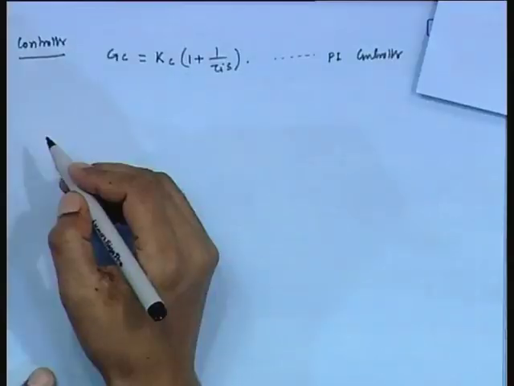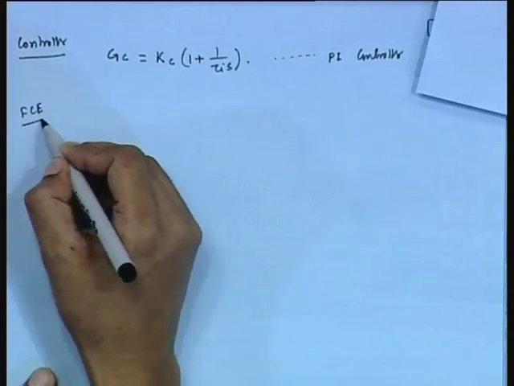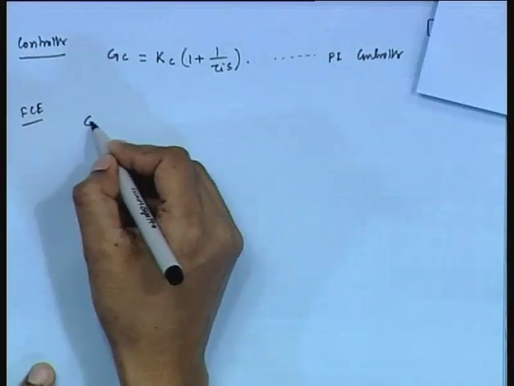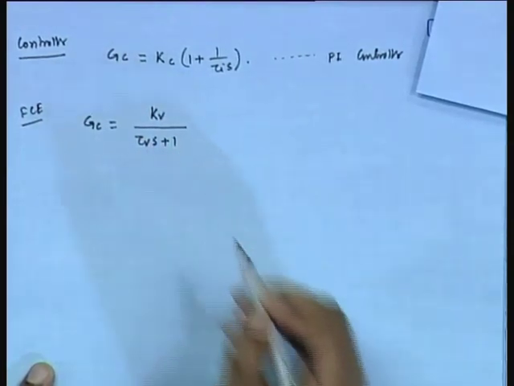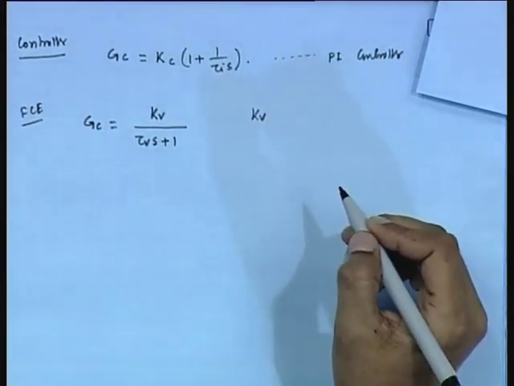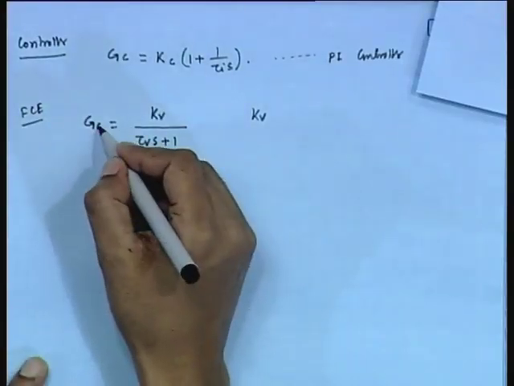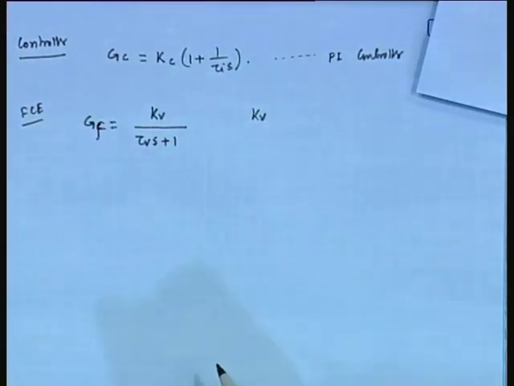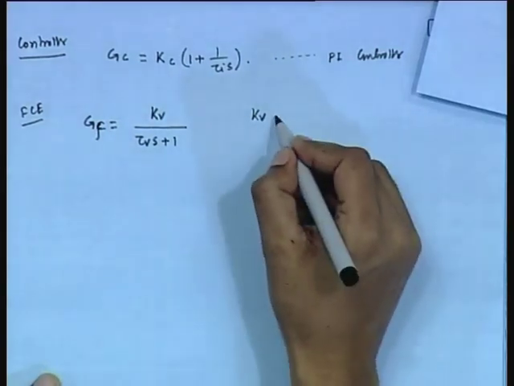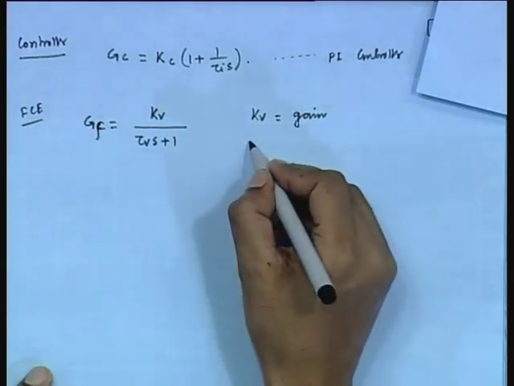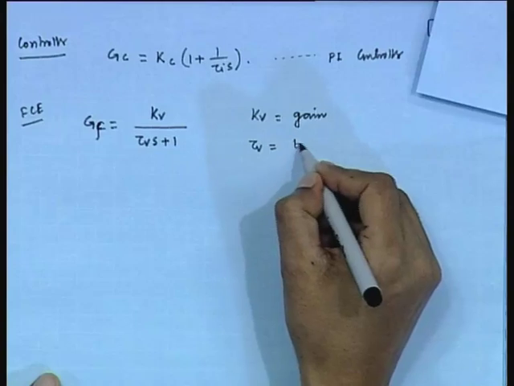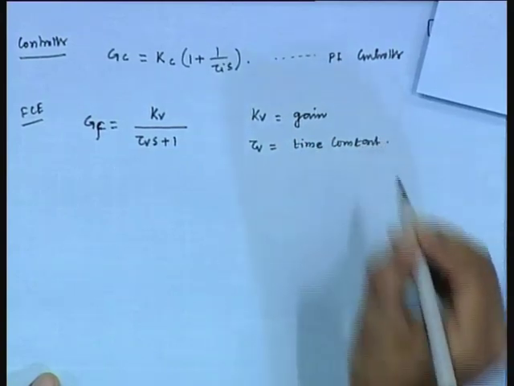Another element is the final control element. Assuming first order dynamics of the control valve, we can write the transfer function as G F equals K V divided by tau V s plus 1. K V is the gain of the control valve and tau V is the time constant.